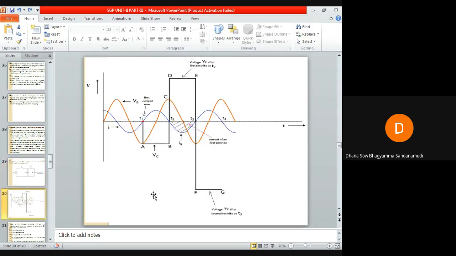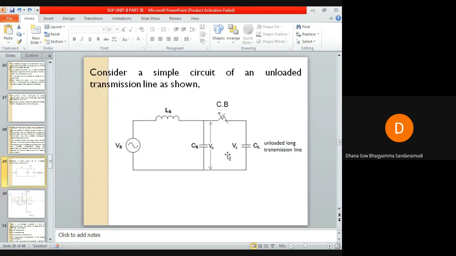So let us assume that the circuit breaker is open at an instant t1. When circuit breaker is open means the line is open at the instant of t1. So the line will be opened when the circuit breaker is open at instant t1, and at that instant, line current is what? 0. I is the line current. This is VB. VB is the voltage of this stray capacitance.